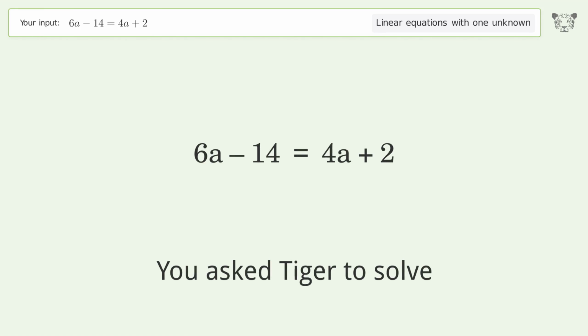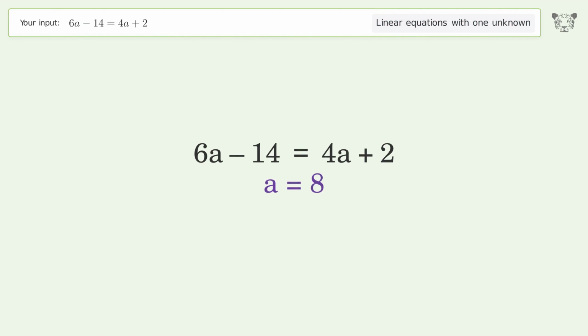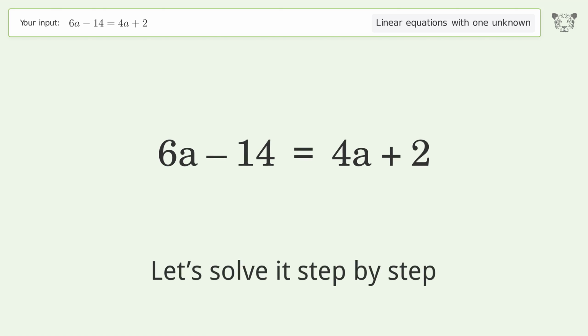You ask Tiger to solve this. It deals with linear equations with one unknown. The final result is 8 equals 8. Let's solve it step by step.